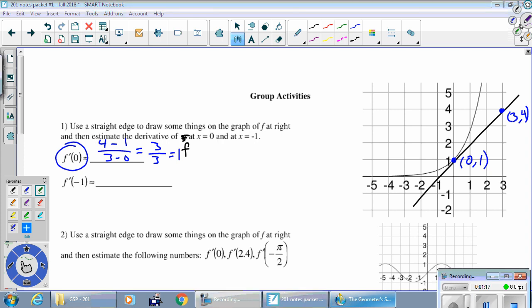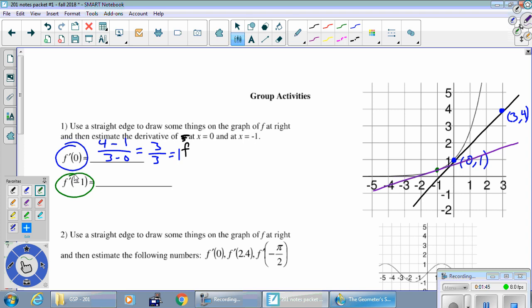Now we're going to find the derivative at -1. Same idea, but now we're focusing our attention at x equals -1. So on the curve, it's right there. And then we're drawing a tangent line at that spot. Again, use a straight edge. I'm freehanding here. So you want your tangent line to just barely graze the curve at x equals -1 and then not again.